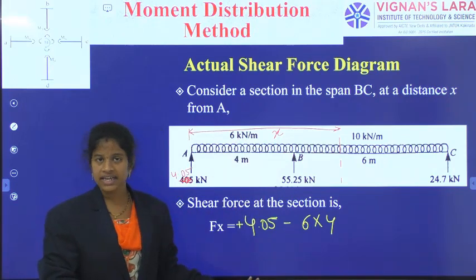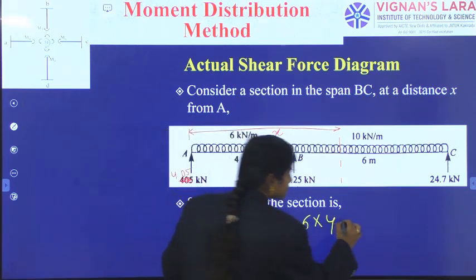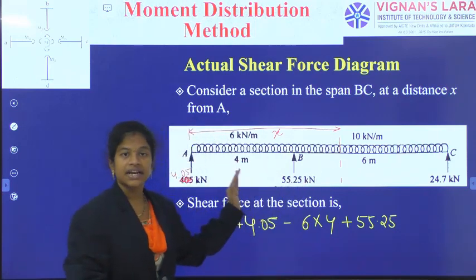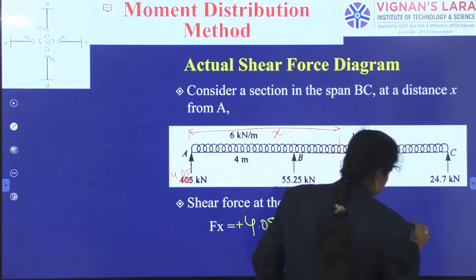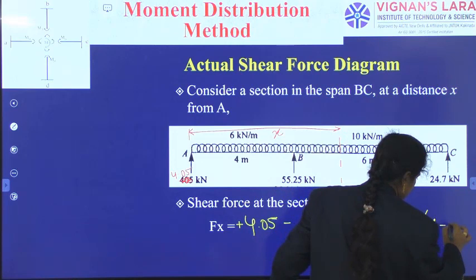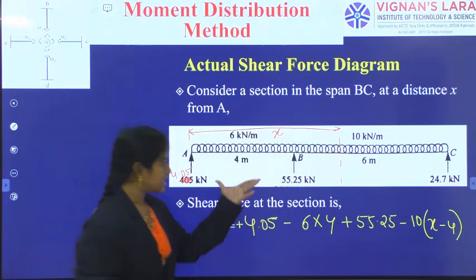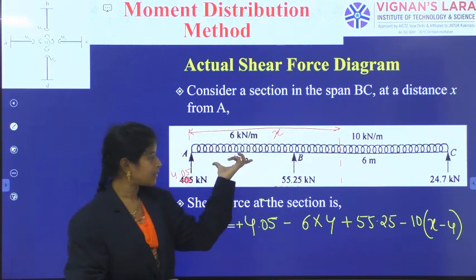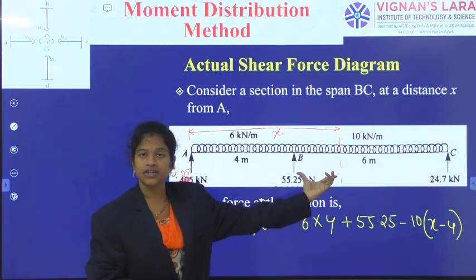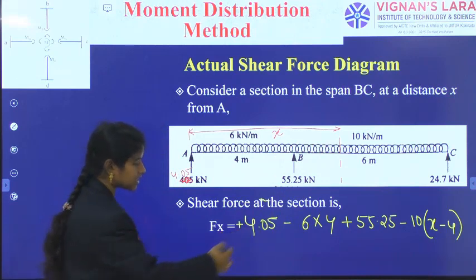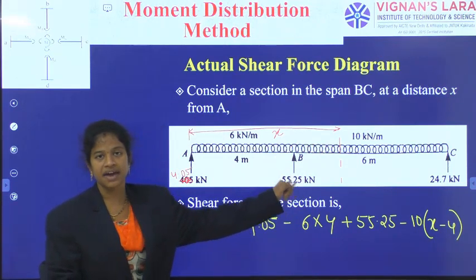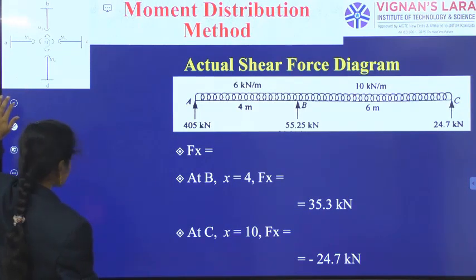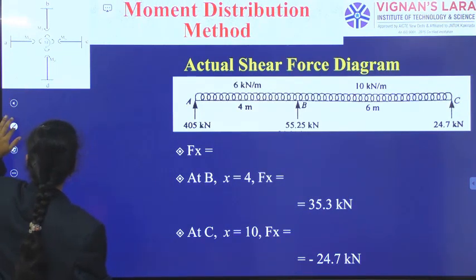So the complete load is on the left side, and also there is left side upward 55.25, and on the left side there is a downward load of minus 10 into x minus 4, because this portion length is the 10 intensity UDL. So x minus 4 is the 10 intensity UDL's length. In this way we have generated the shear force equation in the BC span at any distance x from A. Now when you see this, again you should indicate the answer.